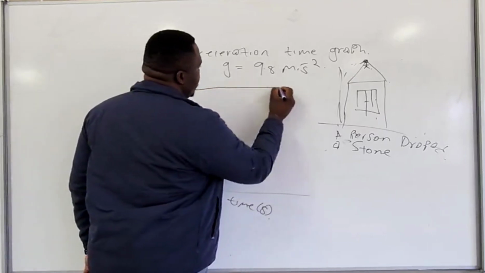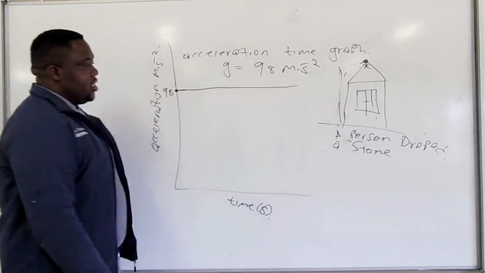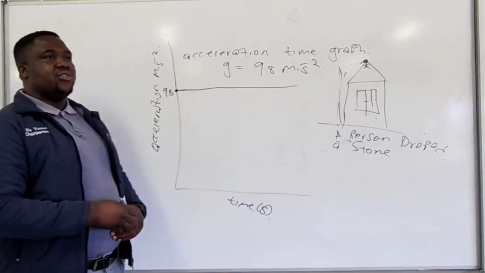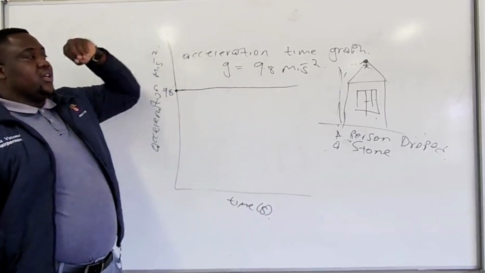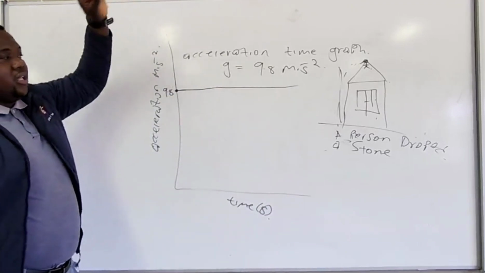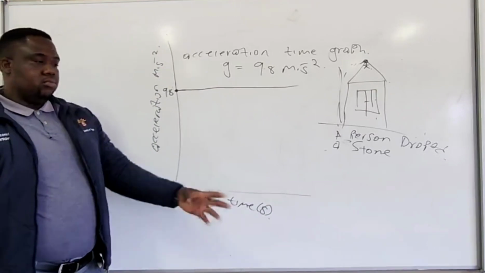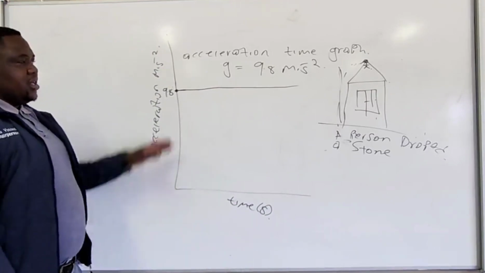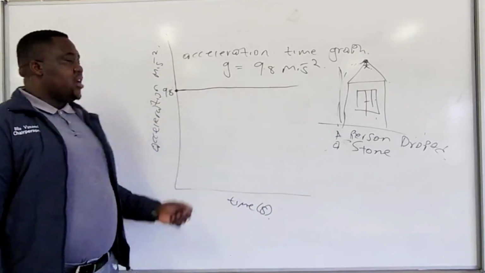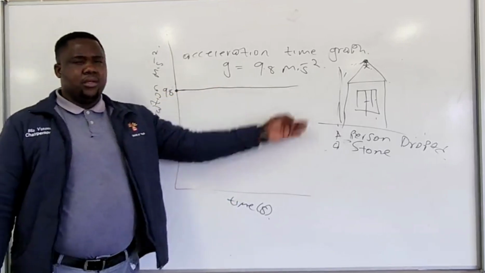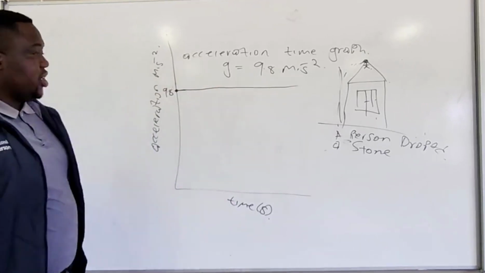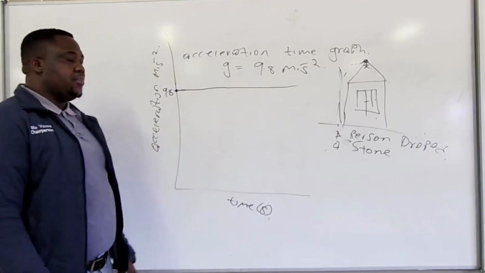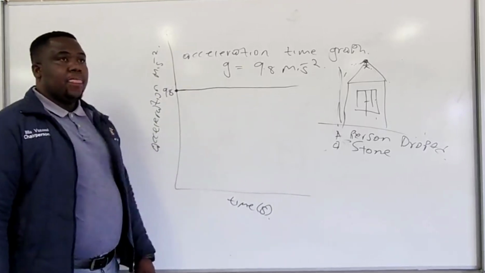It becomes 9.8, 9.8. So that's how we can represent an acceleration versus time graph for when someone is standing at the top of a building and they drop something or project something. The acceleration is not going to change. Acceleration is going to remain 9.8. It will not change. So this is the first representation and scenario.